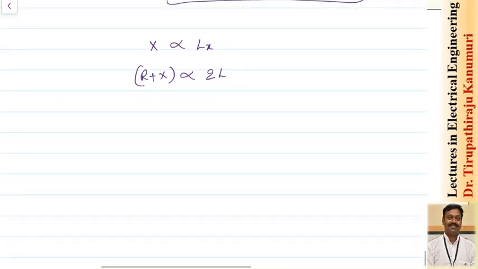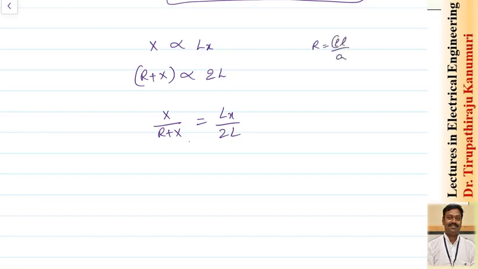So from this I can take the ratio, because the proportionality constants and remaining terms are the same, since the cables are made up of the same material. So I can write X divided by (R plus X) is equal to Lx divided by 2L. Remember, here I can make this ratio because R is equal to rho L divided by A. So the material should be of the same type and the area of cross section also should be the same. That means this method can be applied only if the area of cross section of the cable is uniform throughout the length of the cable. Then only this method can be applied, as well as our previous method also.